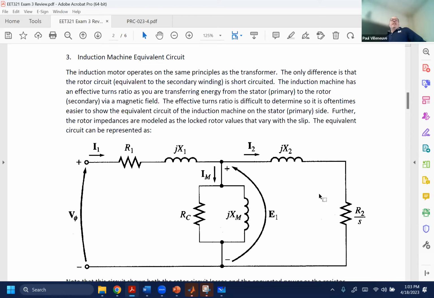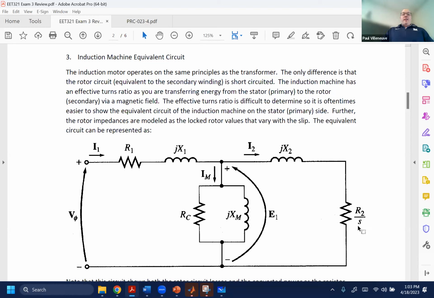You have a DPDT that drives a flux. That flux is linked on the other side, and you get a current. It's the same thing with the induction machine. What's interesting is that because this can rotate, we have to modify the application so that we can express the speed of operation in our equivalent circuit. And we do that right here. That's why it's R2 over S. It's not a fixed value.